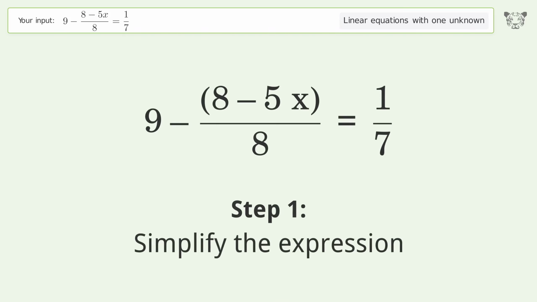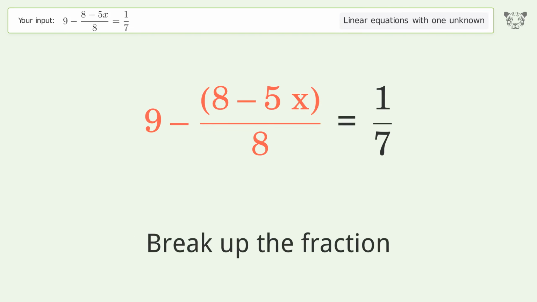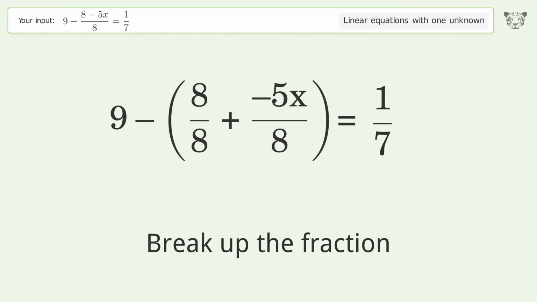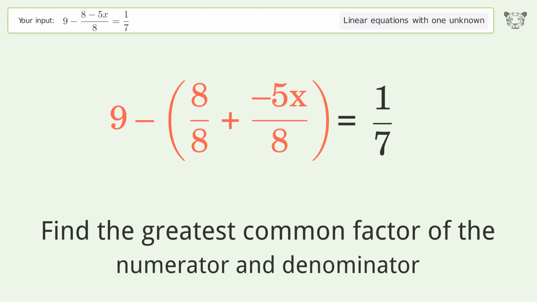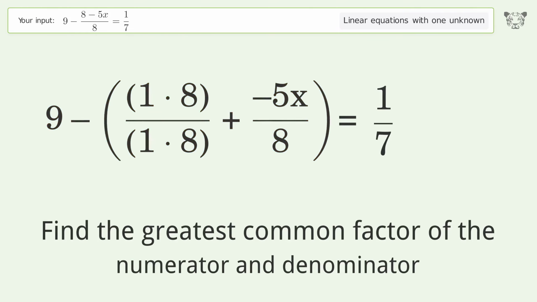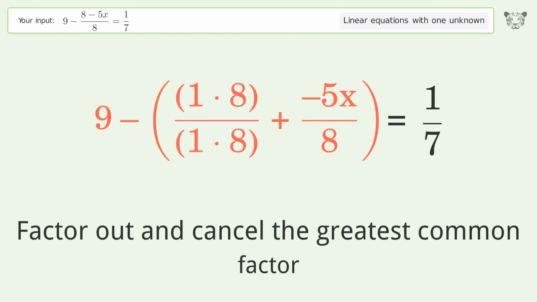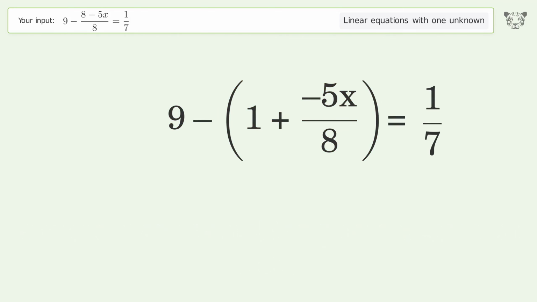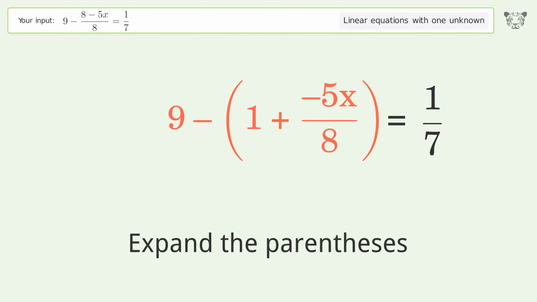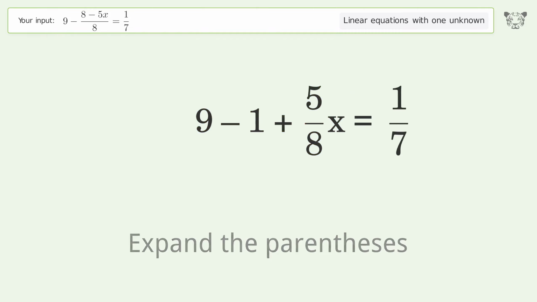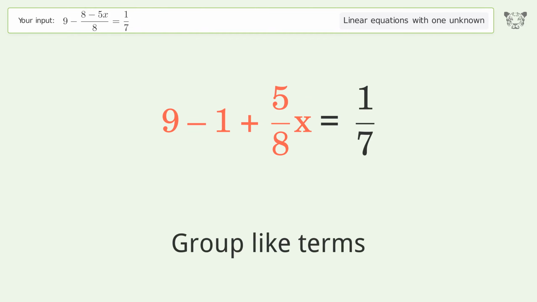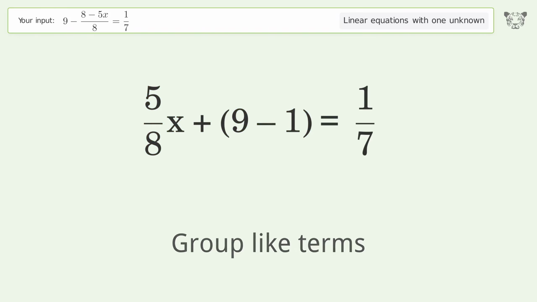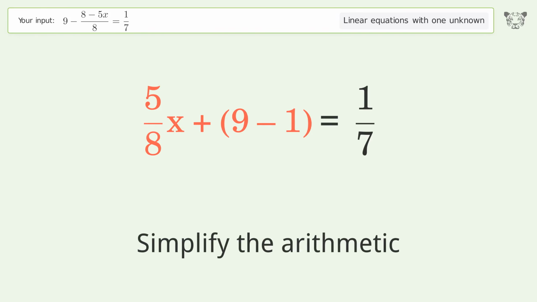Simplify the expression. Break up the fraction. Find the greatest common factor of the numerator and denominator. Factor out and cancel the greatest common factor. Expand the parentheses. Group like terms. Simplify the arithmetic.